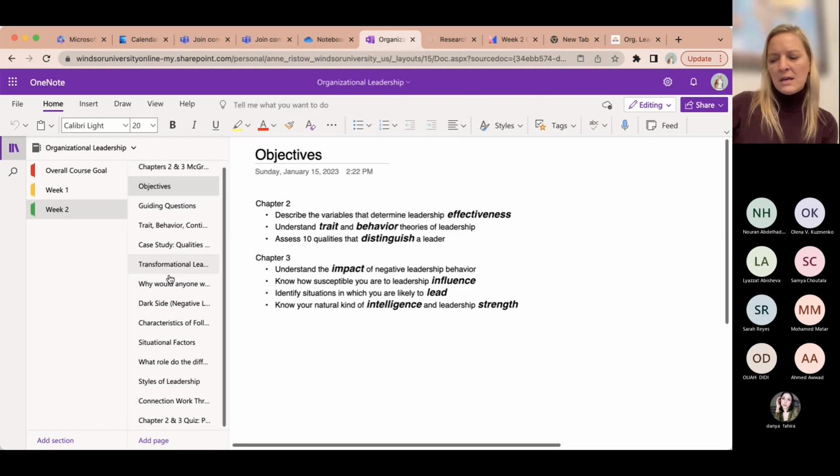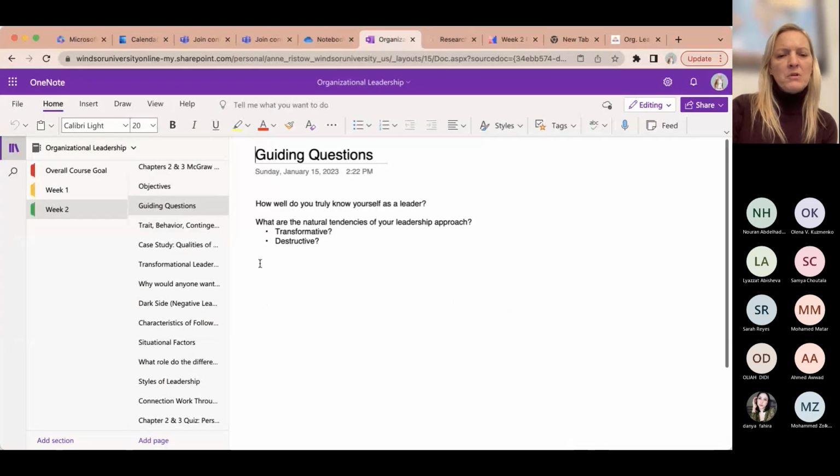So there's a lot that intertwines between these 2 chapters. We're going to look at it through the questions of how well do we really know ourselves as leaders, and what are our natural tendencies in how we approach leadership. Are we transformative? Are we a bit destructive? Are we a little bit in between? And recognizing, knowing is the beginning of opportunity to make a change or leverage that to be a better leader.